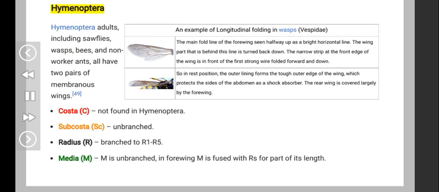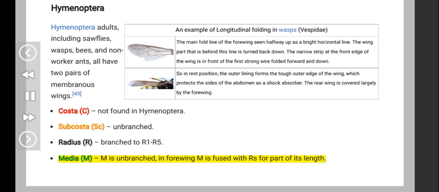Hymenoptera. Hymenoptera adults, including sawflies, wasps, bees, and non-worker ants, all have two pairs of membranous wings. Costa C, not found in Hymenoptera. Subcosta SC, unbranched. Radius R, branched to R1 through R5.